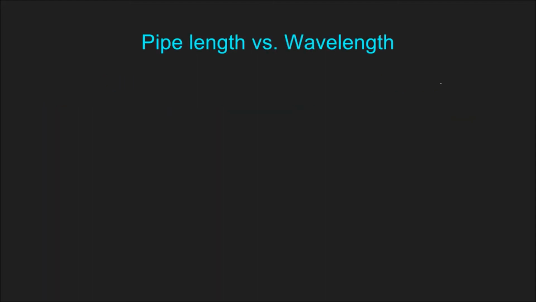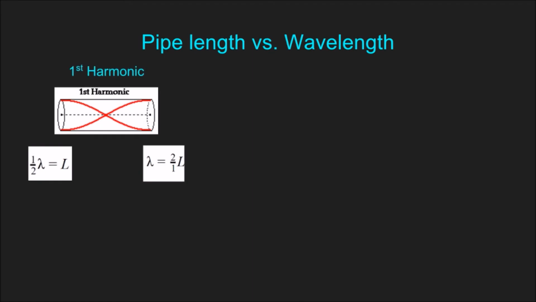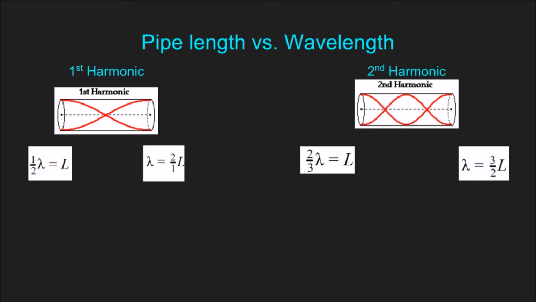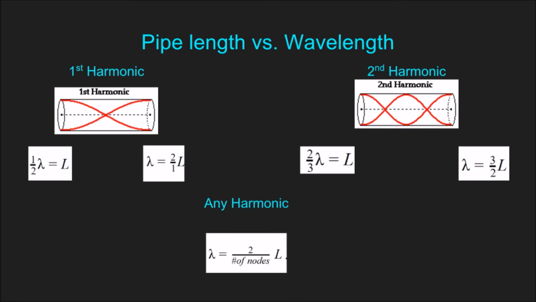In an open-end air column, the distance from antinode to antinode is half a wavelength. So in the first harmonic, we get that 1/2 wavelength equals L, and then when we solve for wavelength, we get that wavelength equals 2 over 1 L. In the second harmonic, each node is a third of the distance, so we get that 2/3 wavelength equals L, and then wavelength equals 3/2 L. If we keep doing this, we get a pattern of wavelength equals 2 over the number of nodes times L. This is because in an open-end air column, the distance from antinode to antinode will always be 1/2.